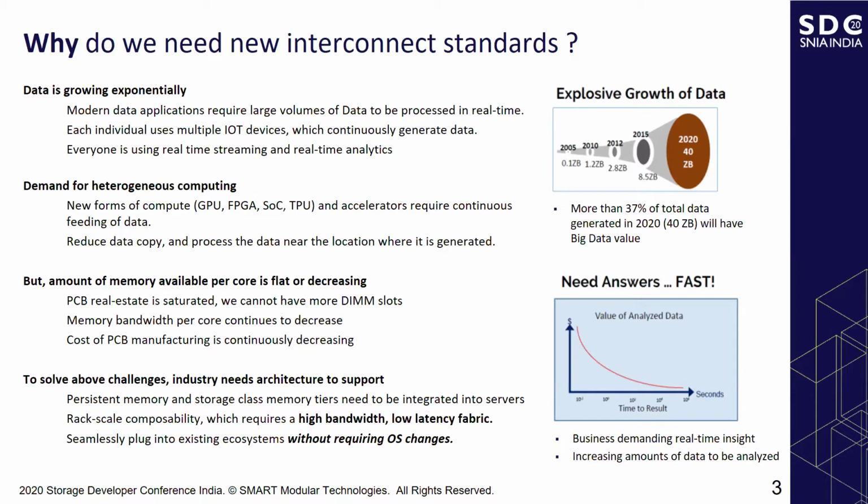The biggest and most important factor for having these new interconnects is the real estate on the PCB. Though we have a lot of CPU sockets added on the PCB, the memory available per core is still flat. The PCBs on most of these motherboards are saturated. We do not have room to put more DIMM slots. So how do we solve all these problems? The answer is to move to new types of memory interconnects, which are serial attached or fabric attached.